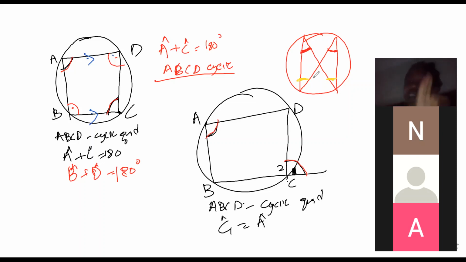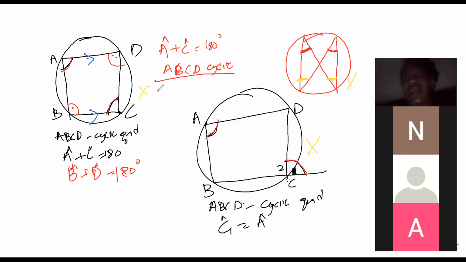So these are the 3 conditions. If they ask you to prove that a certain quadrilateral is a cyclic quad, either you prove this one or that one or that one. As long as you can just prove one, therefore you can conclude that that is a cyclic quad. Okay, so that is that.